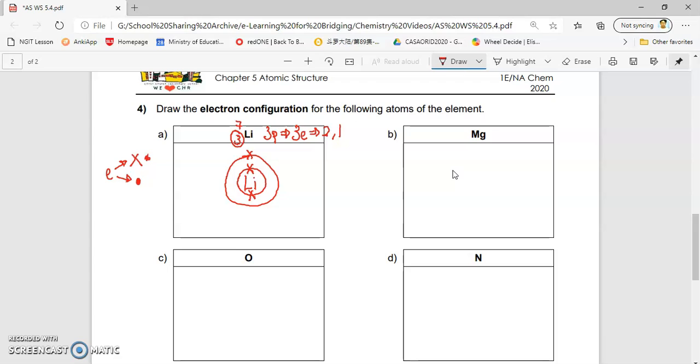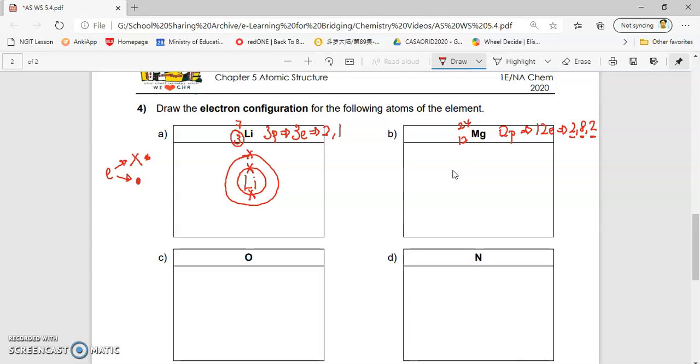Now let's go on to magnesium. Magnesium is 12, 24 if you look in the periodic table. So 12 protons, which means I will have 12 electrons. The configuration will be 2, 8, 2. The first shell can only hold 2, leaving 10 electrons. The second shell can only hold 8, leaving 2 more electrons. So they all go into the last shell, which is the third one.